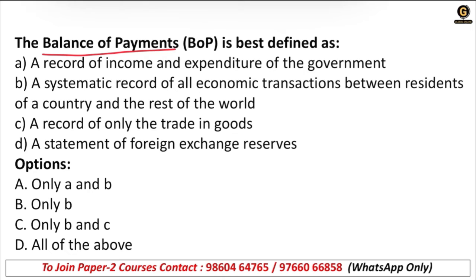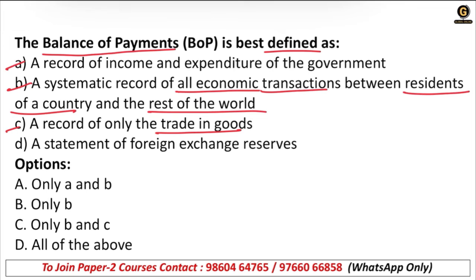Okay. The question is asking about the balance of payment definition. That means the correct option which defines the balance of payment. A, a record of income and expenditure of the government. B, a systematic record of all economic transactions between residents of a country and the rest of the world. C, a record of only trade in goods. And D, a statement of foreign exchange reserves.